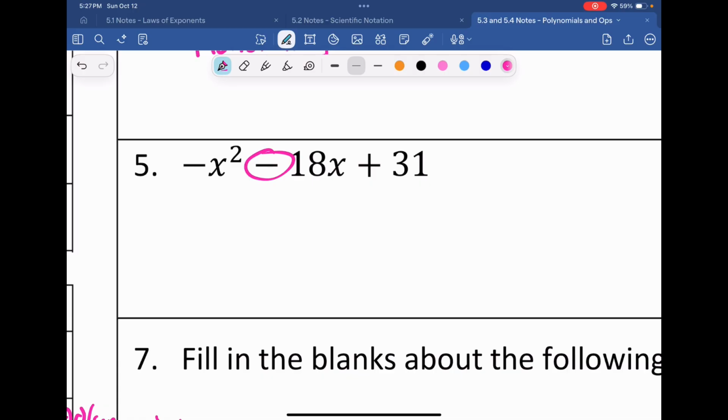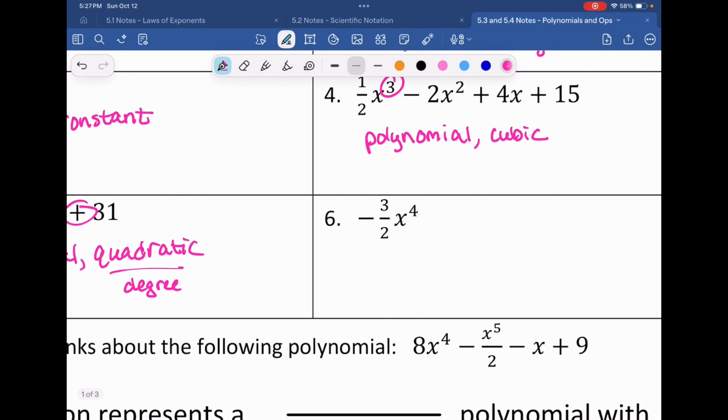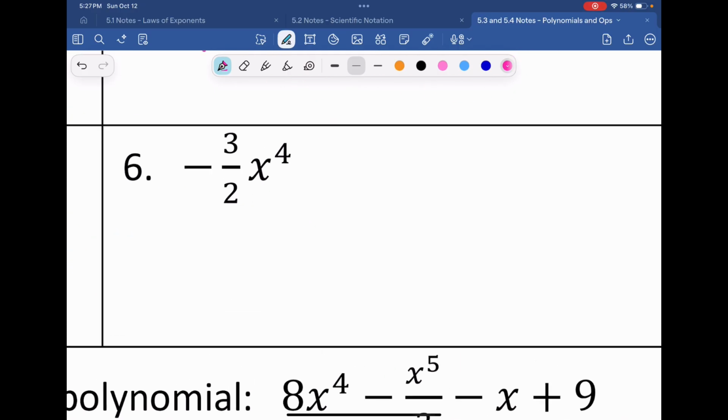Two addition and subtraction signs. This is a trinomial. Highest exponent is 2. It is quadratic. Remember degree. Number of terms. In our last one, there's no addition or subtraction signs. This is a monomial. Your negative sign at the front does not count. And its degree is 4. This is quartic.